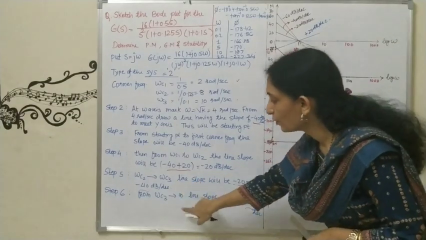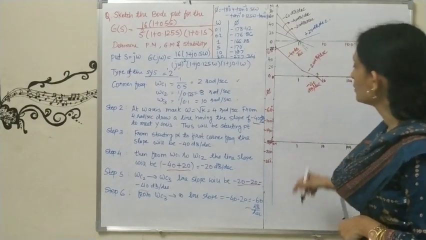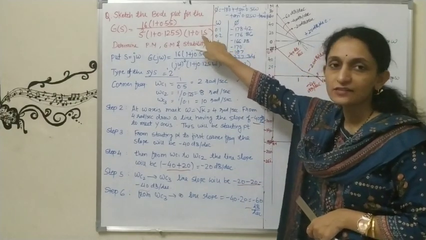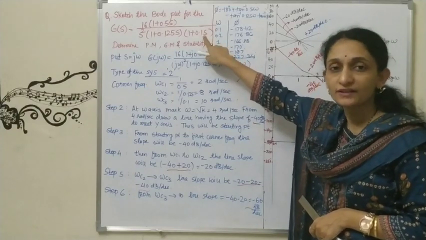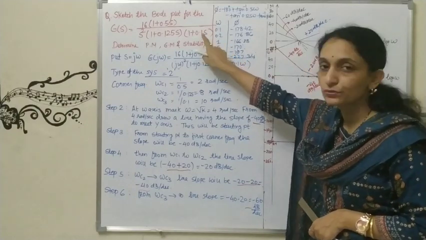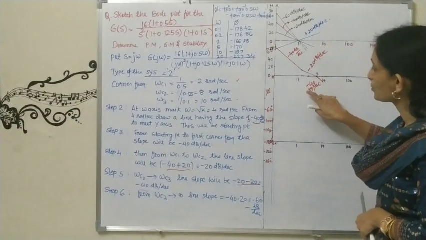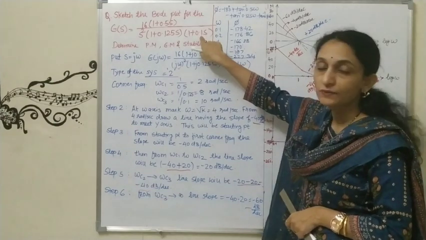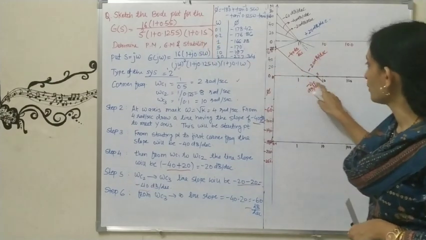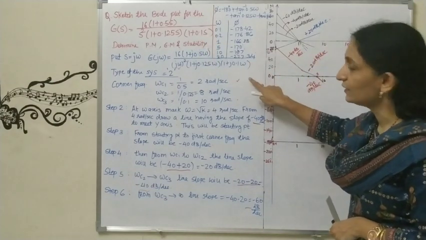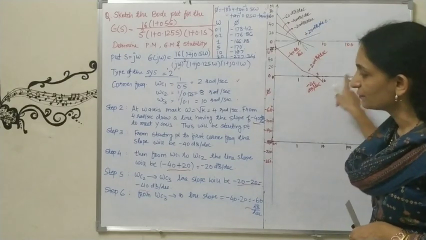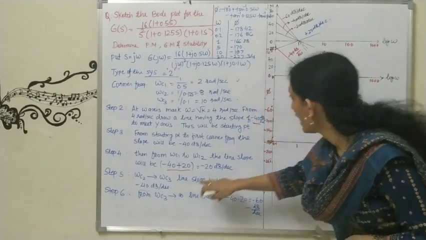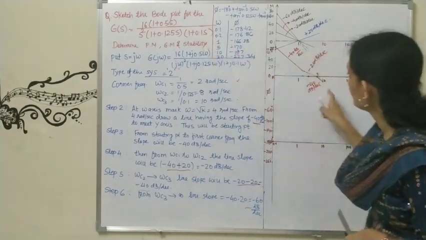Now the next step, from omega C3 to infinity. Okay, so which factor is left now? Only this pole is left. So we know that this pole will contribute a line slope of minus 20 dB per decade. So what we need to do, we will add it to the previous slope. So our previous slope is minus 40 and the last pole that is left will contribute minus 20. So see, from omega C3, that is 10, to the last corner frequency, that is infinity, what I will do, I will add minus 20 to the previous slope.